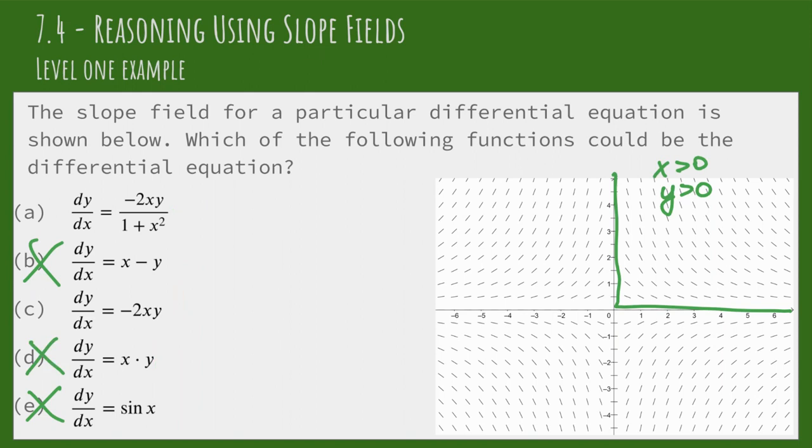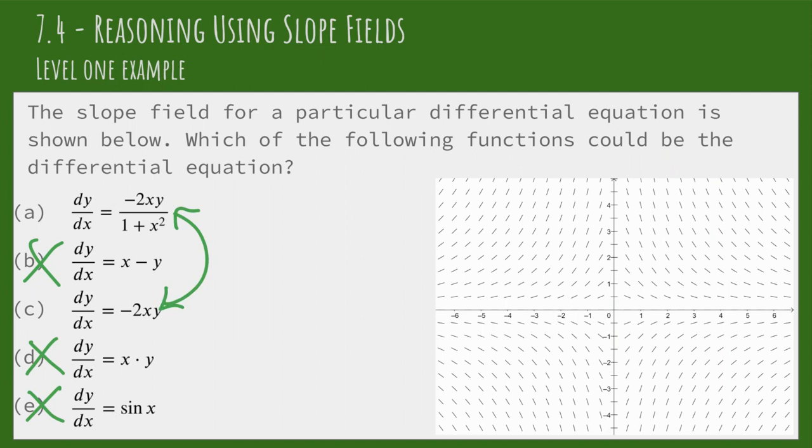Notice that the only difference between A and C is that A is divided by 1 plus x squared and C is not. So the sign of the slopes is going to be the same for both of these. So looking at 0 slopes, positive slopes, negative slopes have narrowed it down to 2, but now we've got to figure out how we're going to distinguish between these two.